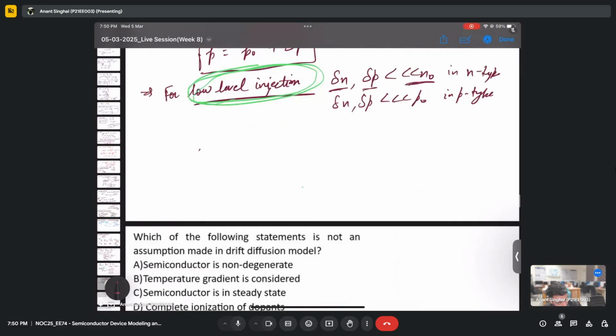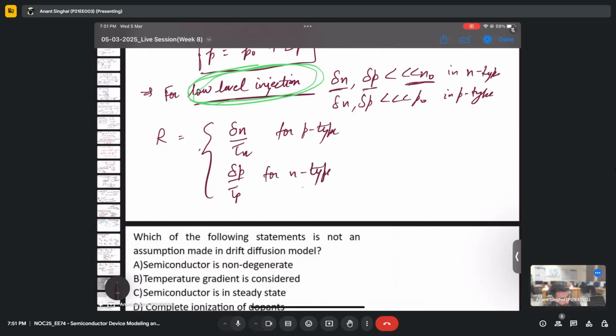Now, the recombination rate. As I said in the initial time, recombination is happening of the minority carriers with the majority carriers. So the minority carriers, let's say for p type, will be delta n divided by the lifetime tau n. So this will be for p type, and delta p by tau p for n type. Let me repeat again: the recombination is always of minority carriers with the majority. So in p type, the minority carriers will be delta n, right?